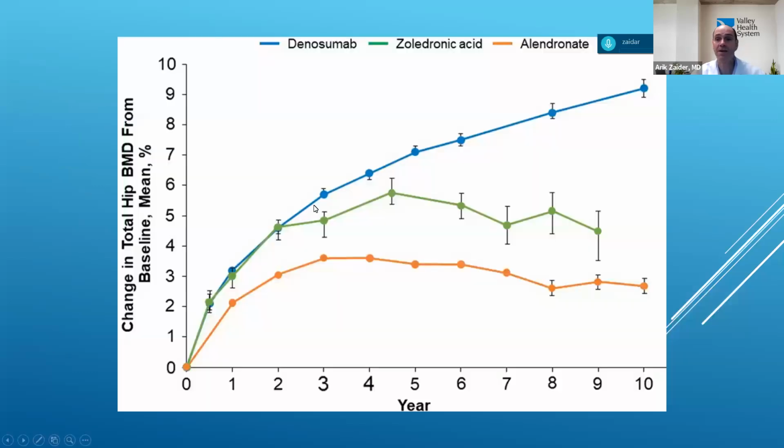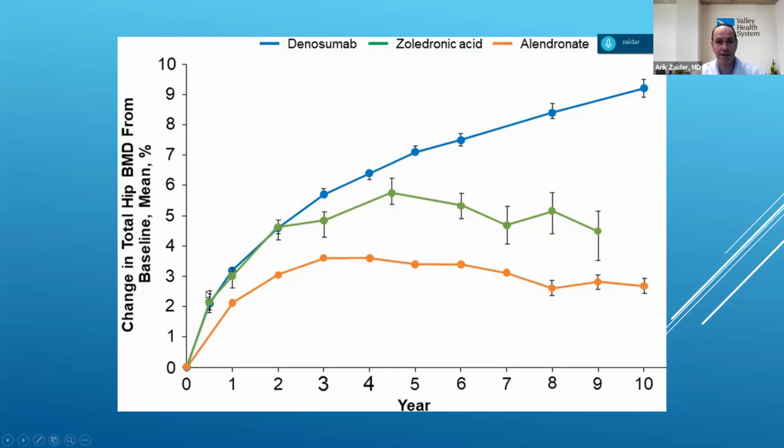Turns out Prolia is very powerful. Prolia is actually superior to Fosamax. So if you're someone who has more severe osteoporosis, more advanced, and you want to build up the bone more effectively and more quickly, you use Prolia because it really, really works.